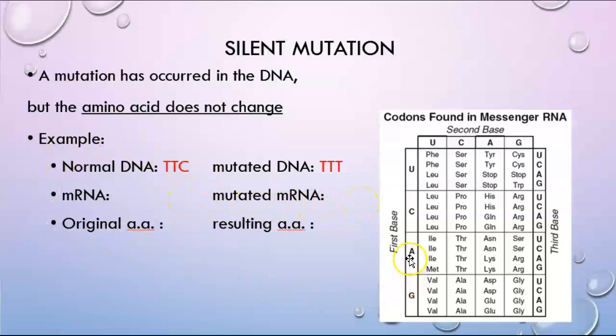Originally, AAG would be lysine, but now it's AAA. Oh, so that's still lysine, AAA. So a silent mutation is still going to create the same codon or the same amino acid. It's still going to code for the same, because AAG and AAA are both going to result in lysine. So all good.